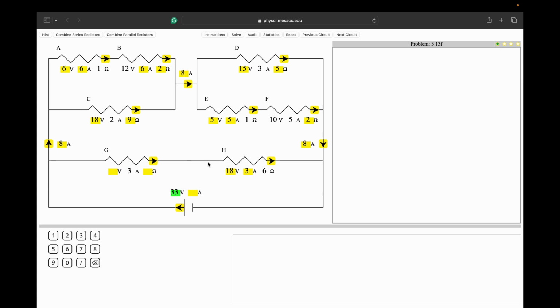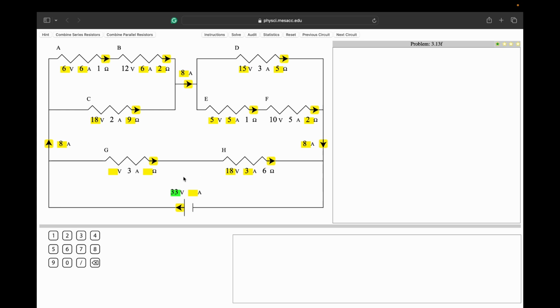So the whole entire voltage or potential difference of this circuit is going to be the top, this V over here, and this V over here. 33 minus 33 equals 0. So we know that this whole entire loop now has a potential difference of 0. And this is essentially what we did over here. The potential difference is 0. 6 plus 12 equals 18. 18 minus 18 equals 0. 5 plus 10 equals 15. 15 minus 15 equals 0. And then for the whole entire circuit, it's 33 minus 33 equals 0.